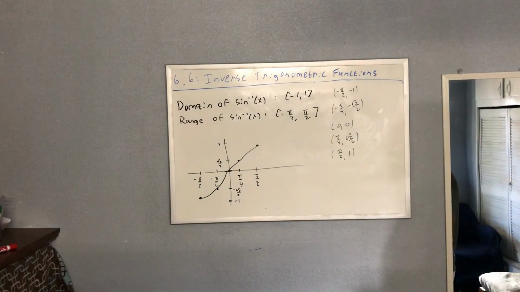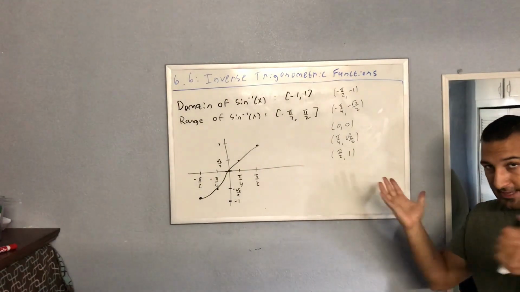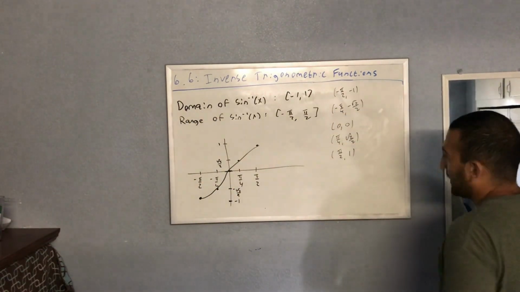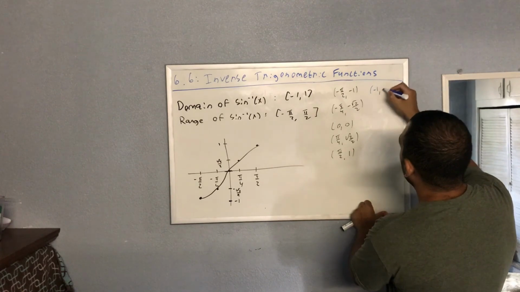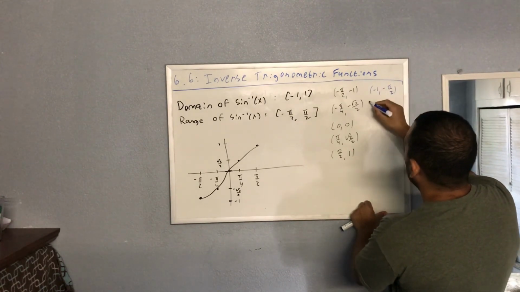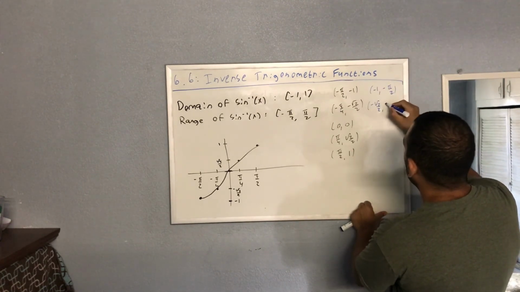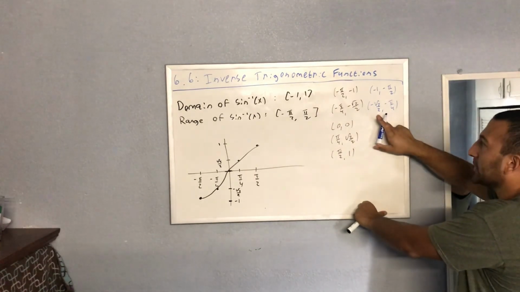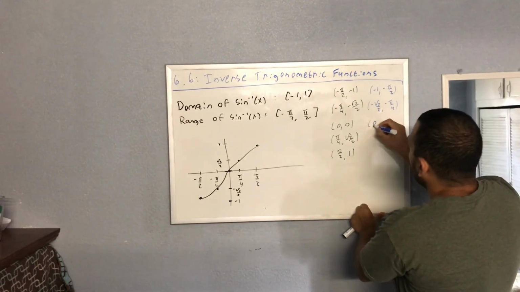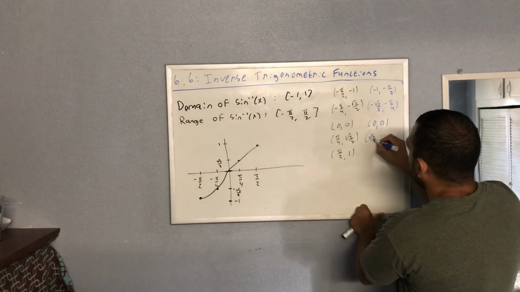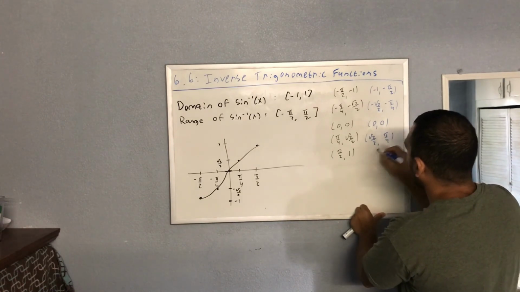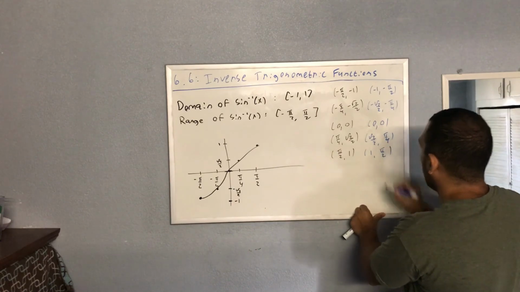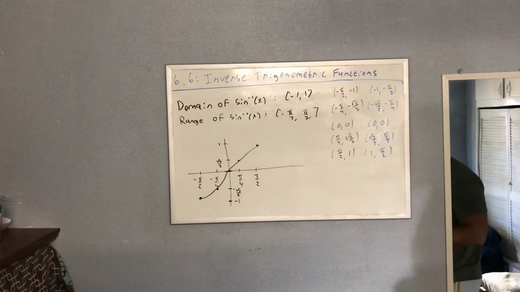So for the inverse function, we will literally flip-flop all of these coordinates. So we just exchange them. So now we have negative 1, negative pi over 2. Negative root 2 over 2, negative pi over 4. And this is like 0.7 roughly, so negative 0.7. This one stays the same. And then these basically mirror the first two, except the minus signs aren't there. Okay, so these are the ordered pairs of the inverse function.